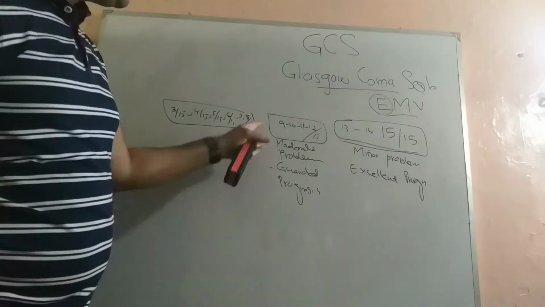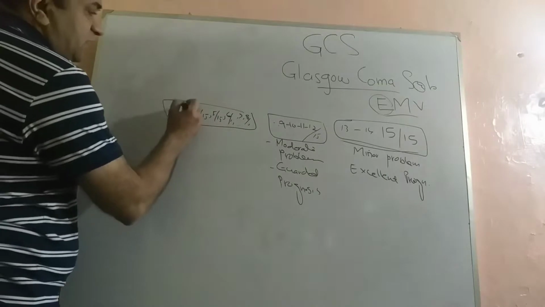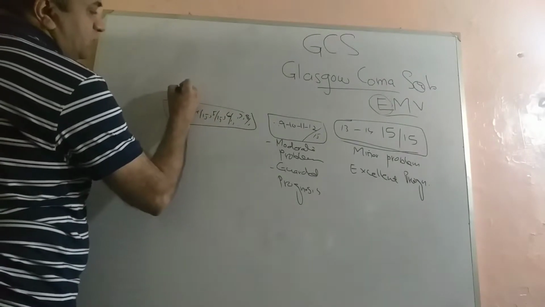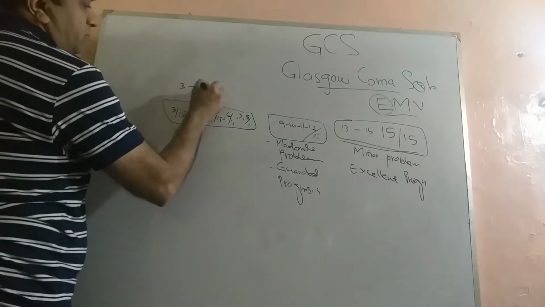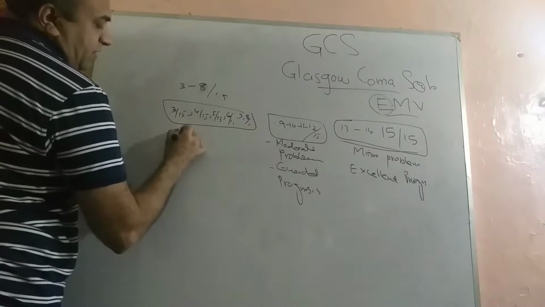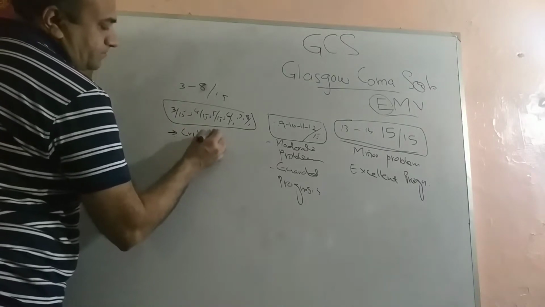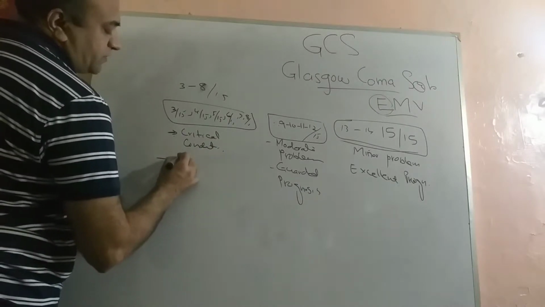A GCS less than 9 is always a problem. So a GCS 3 to 8 by 15 means critical condition and poor prognosis.